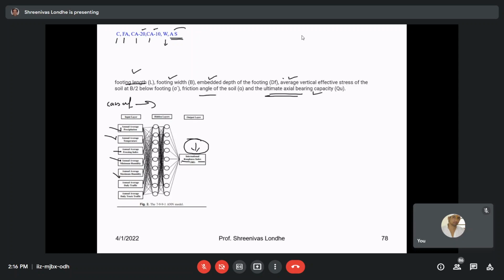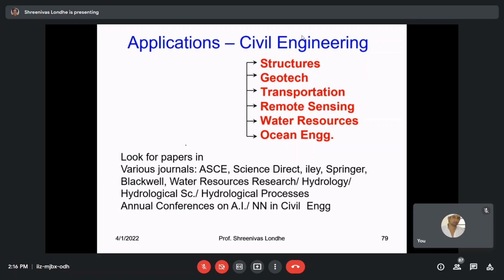Likewise, you can develop your own neural network to solve civil engineering problems. Now I should stop here. And as I said, the session also involves some applications of this neural network in the civil engineering domain. Now I request Professor Londe to go with some applications in his field. Professor Londe, please.